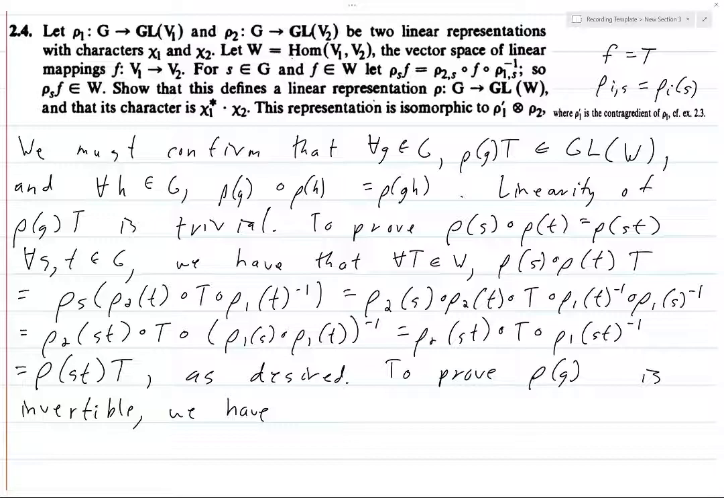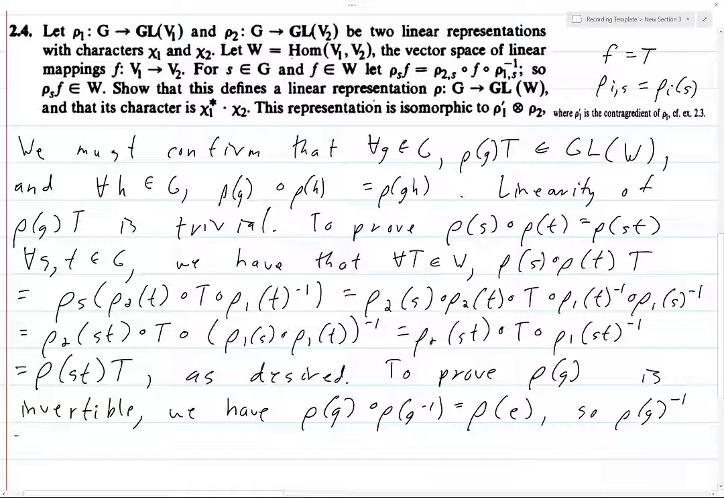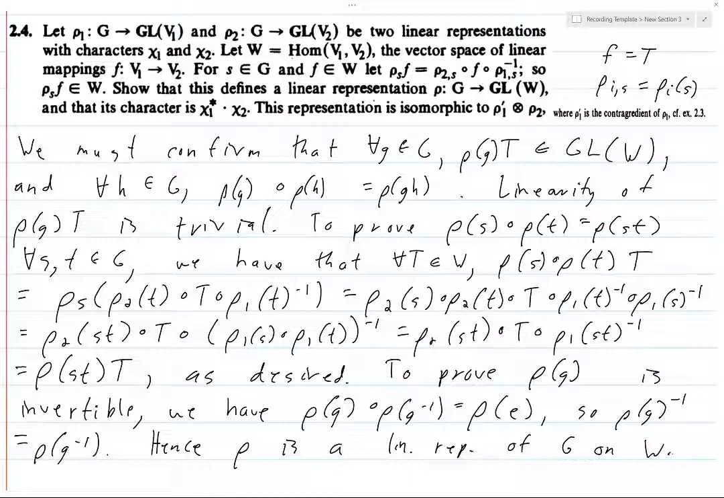So anyways, to prove rho g is invertible, this part's easy, because rho g of rho g inverse equals rho of e. So rho g inverse is just equal to rho of g inverse. And so hence, rho is a linear representation of G on W. Okay, let me just make sure that I didn't mess anything up there. I mean, that seems like it should be pretty easy. It feels like it should follow from this statement. Like, that should give us it more or less for free. But yeah.